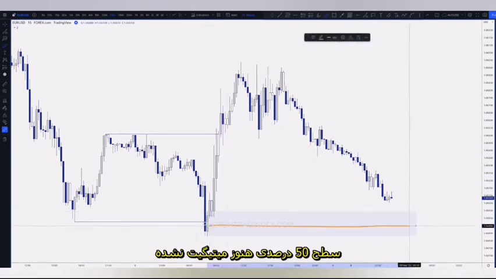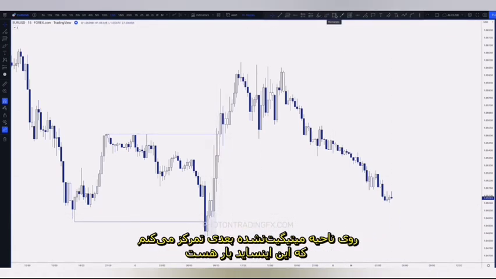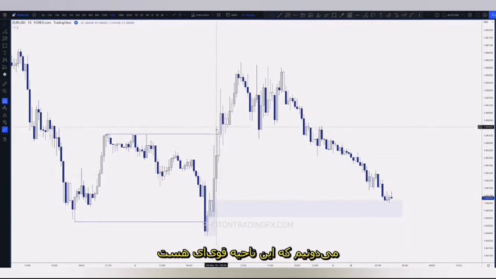The 50% hasn't been mitigated. I'm aware in the back of my mind it's there. So typically what I'll do is I'll drag it across because it's not completely unmitigated, and I'll focus on the next unmitigated zone, which would be this inside bar, which we can see led to the swing breaker structure, right? So we know that it's a strong zone.